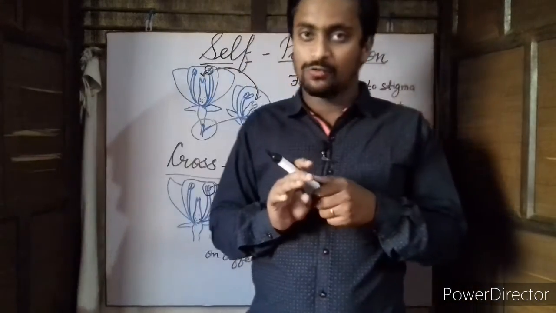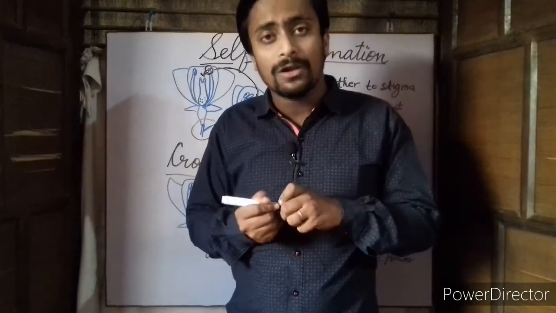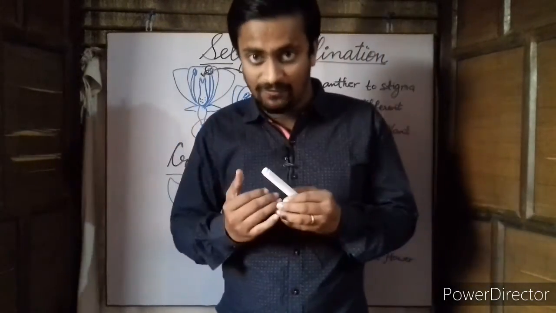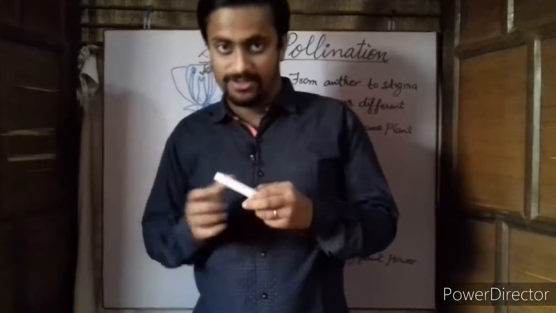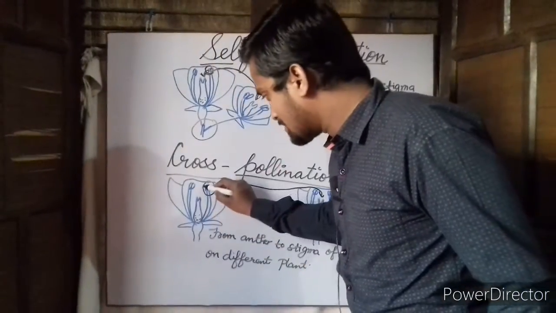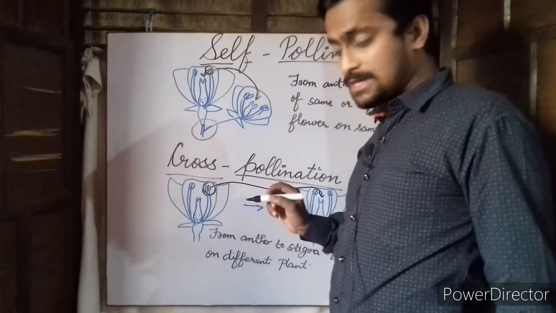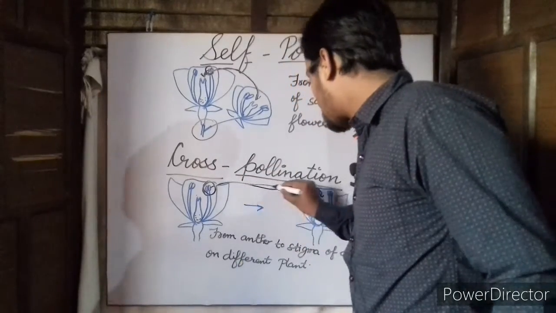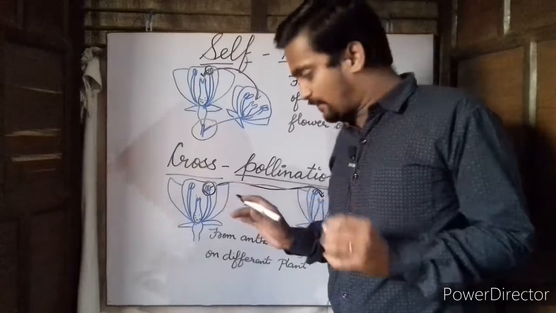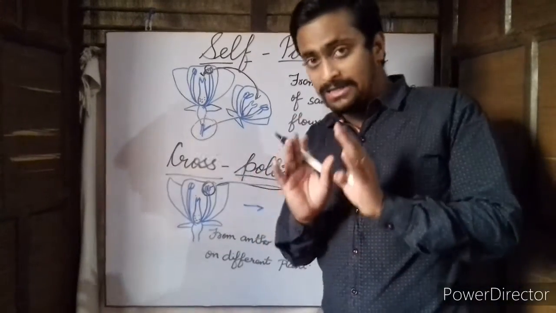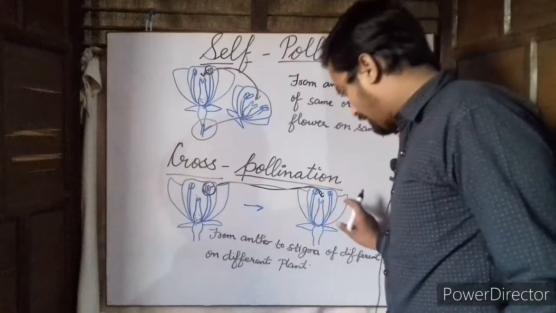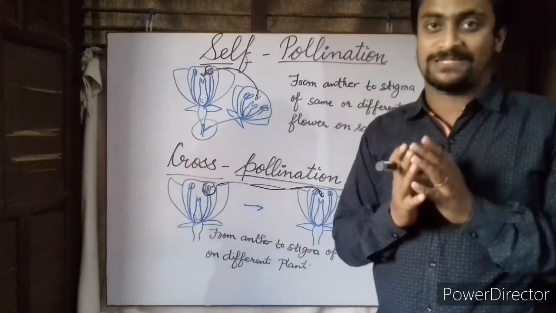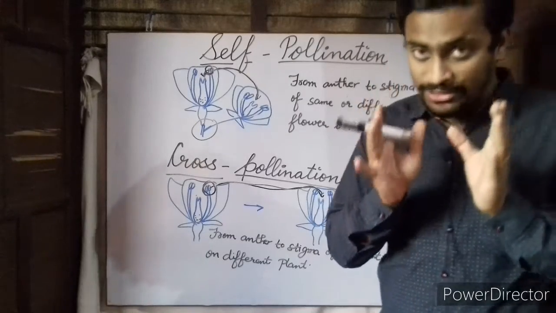While in cross-pollination, what happens? The transfer of pollen grains from the anther of one flower takes place to the stigma of a different flower which is present on a different plant. Suppose the pollen grains which are released from these anthers do not land on the stigma of the same flower. Instead, they land on the stigma of a different flower, and this different flower is not present on the same plant, but is present on a different plant. Then this process is called the cross-pollination process. So this was all about the pollination process.